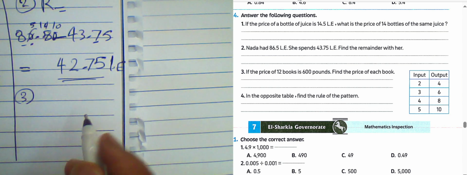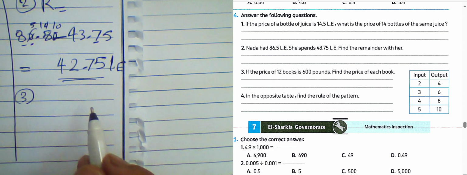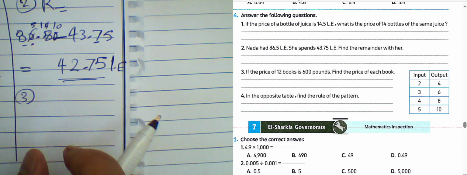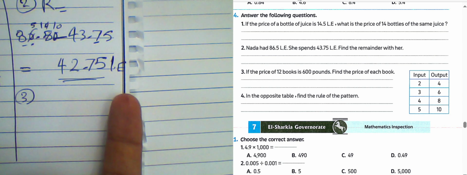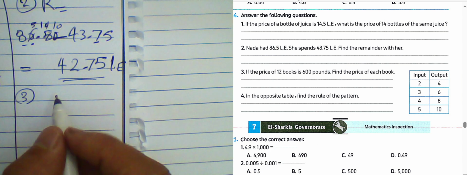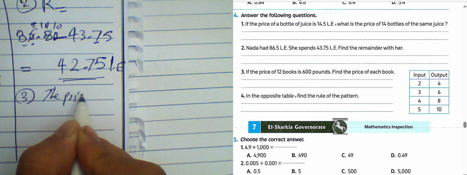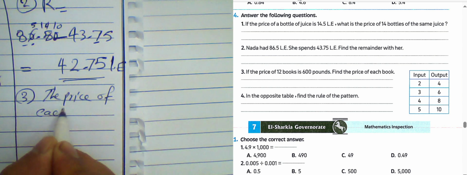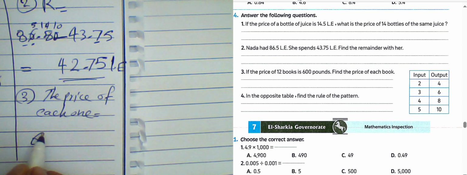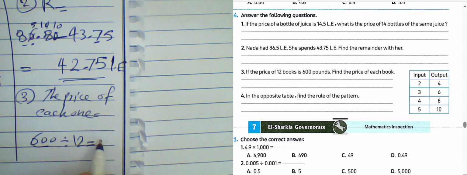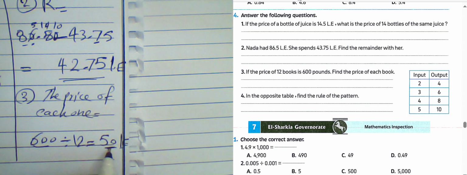Question number 3, if the price of 12 boxes is 600 pounds, find the price of each one by using division. The price of each one, we can find 600 divided by 12. 60 divided by 12, 5, and 0 divided by 12, 0, then the price would be 50 Egyptian lira.